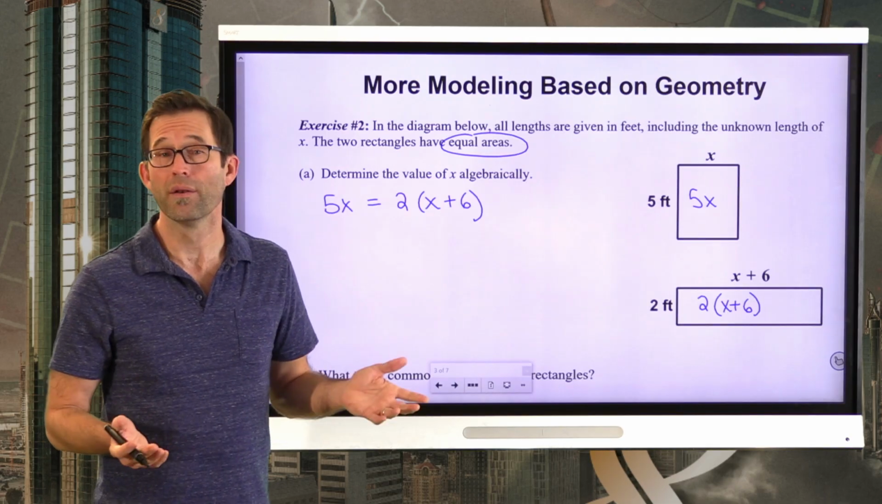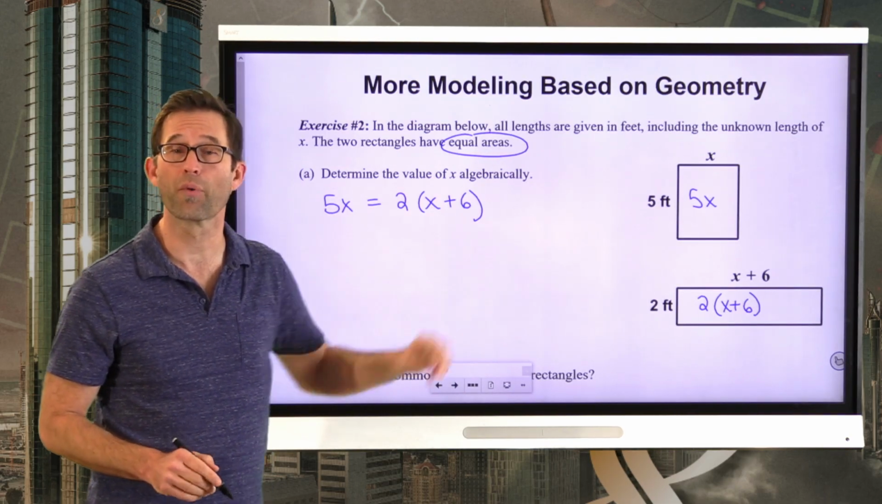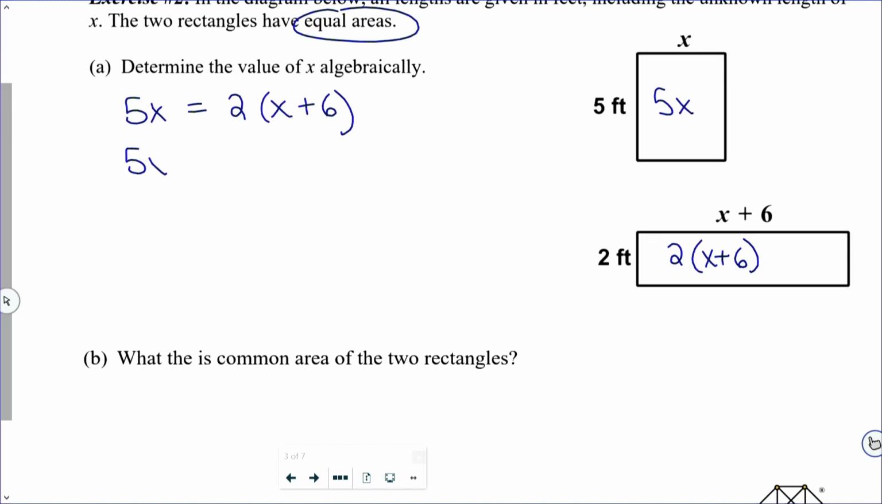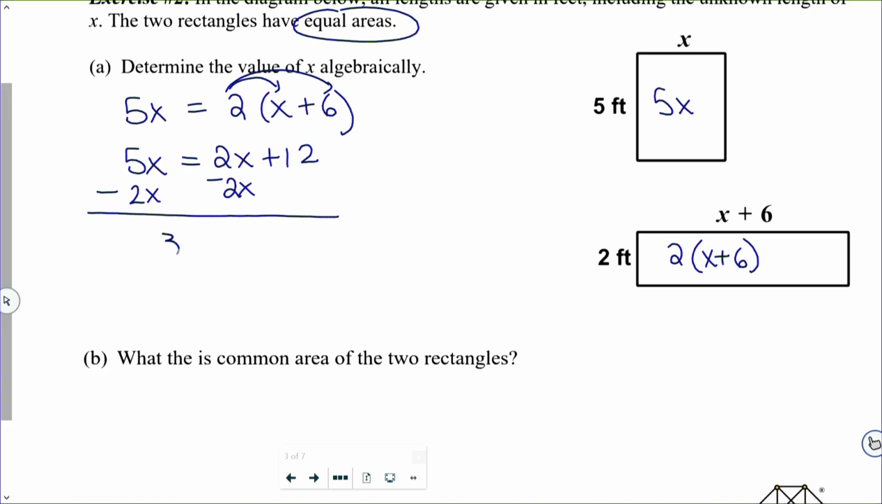All right, let's go through it. Not a lot that we have to do. We're going to use the distributive property to simplify the right-hand side of that equation. So when we distribute the 2 through the parentheses, we'll get 2x plus 12. All right, I'm going to subtract a 2x from both sides of the equation. All right, 5x minus 2x is 3x. I get 3x equals 12. Divide both sides by 3. And 12 divided by 3 gives me 4. 4 feet.